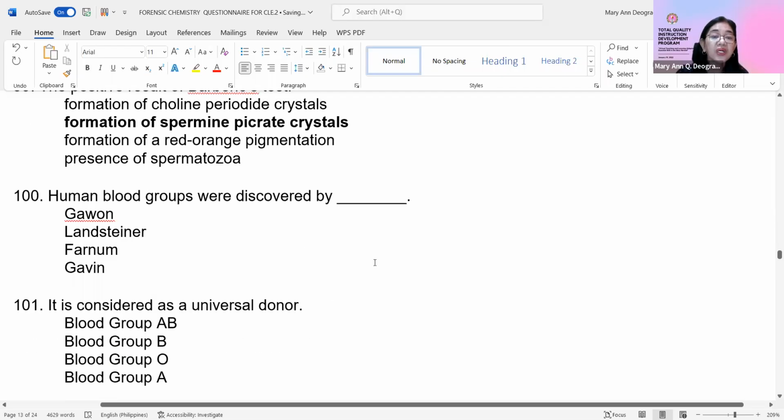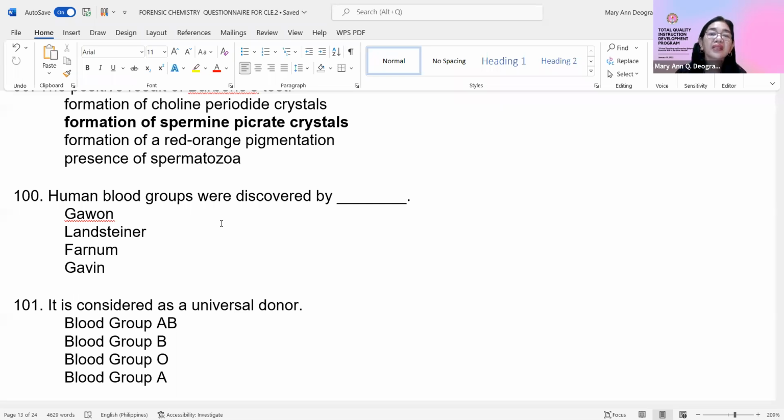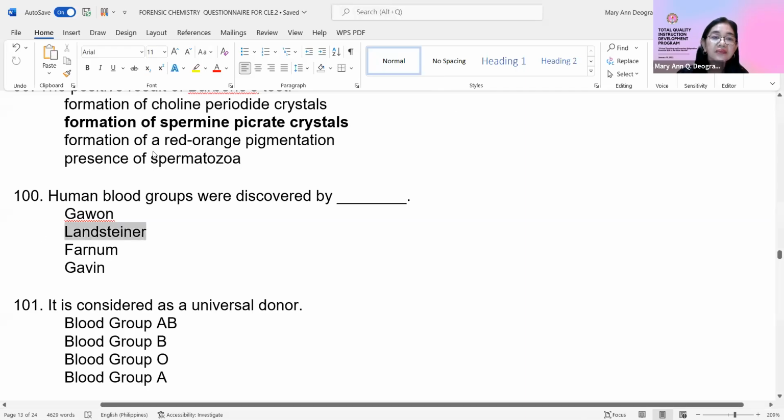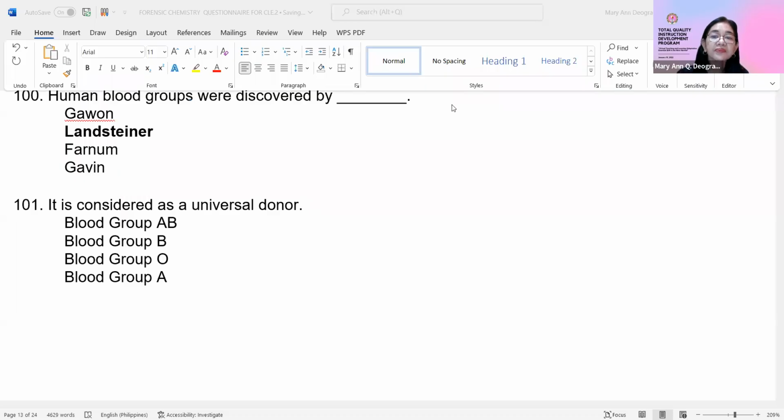Or marirecall nyo. Human blood groups were discovered by Gawan, Landsteiner, Farnum, Gavin. Sino ang discover ng blood groups natin? It was Landsteiner. Universal donor group. Okay, group O.